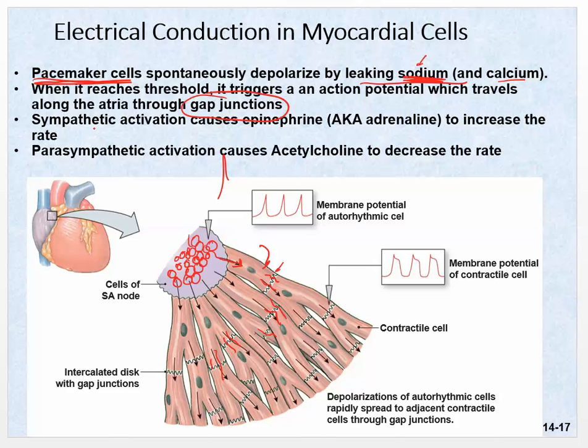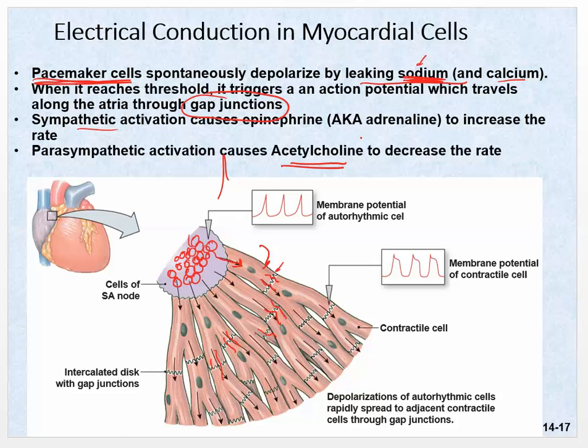Okay, and sympathetic activation and parasympathetic activation will change it, so sympathetic activation causes epinephrine or norepinephrine to be released, and that will speed it up. And then from the vagus nerve, you release acetylcholine, it will slow it down. And in this experiment, where we removed the heart, we actually dripped norepinephrine onto the heart. We could see that it increased the contraction rate, and we dripped acetylcholine onto the heart, and we saw that it decreased the contraction rate.